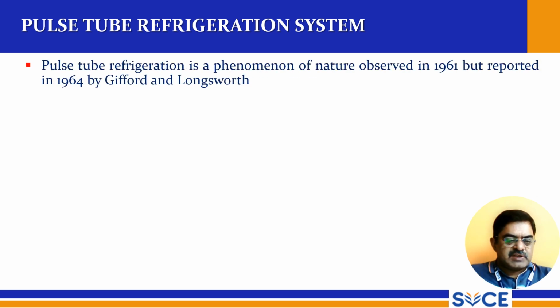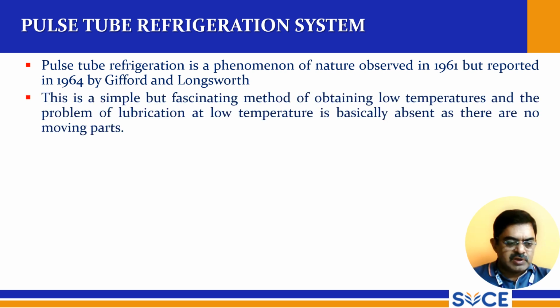So the pulse tube refrigeration system is a phenomenon of nature observed in 1961 but reported in 1964 by Gifford and Longsworth. This is a simple but fascinating method of obtaining low temperatures. All refrigeration systems aim to achieve low temperatures, and the problem of lubrication at low temperature is basically absent as there are no moving parts. Here also there are no moving parts, like the vortex tube. So the life is also good here.